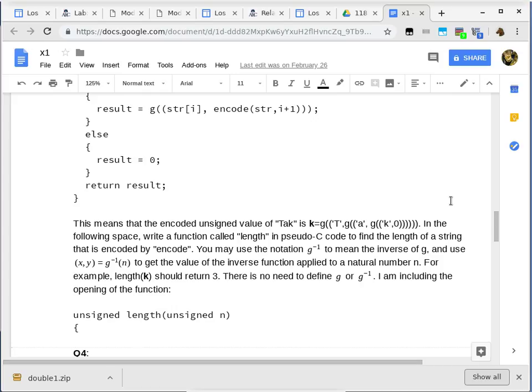I'm including the opening of the function. So the opening of the function is telling you that you have a single argument of n, which is the single natural number, not integer, but natural number, that the string is encoded into. And your job is to find out the length of the string that is encoded as n. Okay, so how are you going to do that?